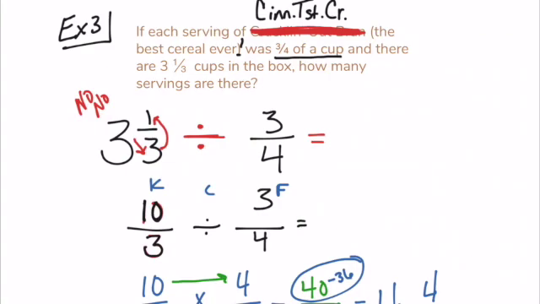Well, we have a word problem, so we have to put a word with this. 4 4/9. How many servings are there? There are 4 4/9 servings. So 4 whole servings, and then 4/9 are about a half of another serving.